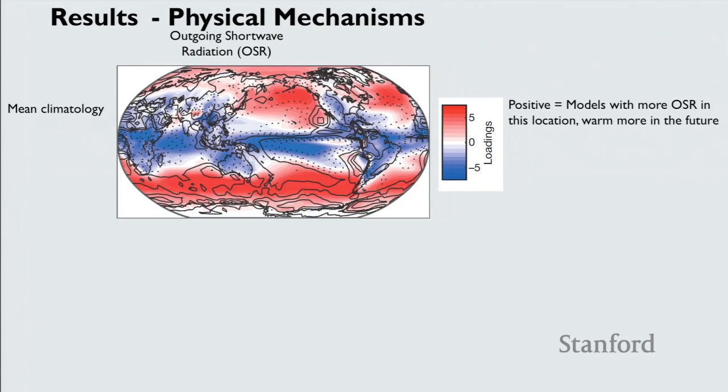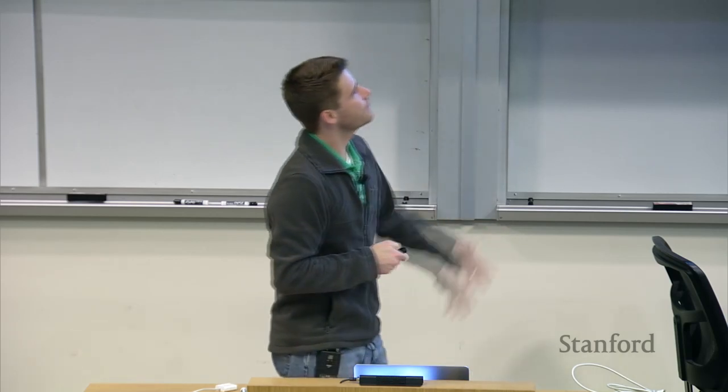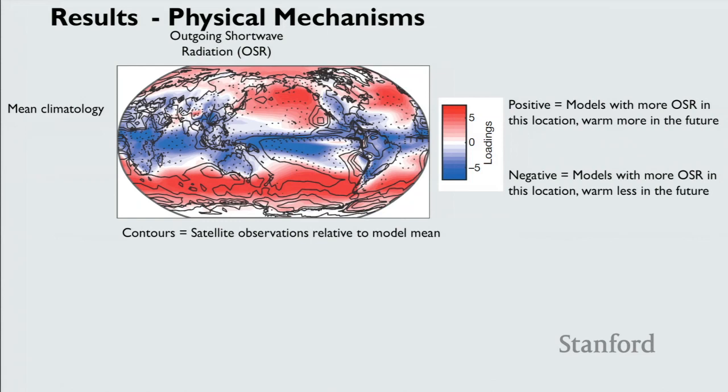And I won't get into exactly how these are calculated, but what this map means is that positive values are locations where models with more outgoing shortwave radiation warm more in the future. And negative values mean that at these locations, models with more outgoing shortwave radiation warm less in the future. You would get a map very similar if you just went grid box by grid box and calculated the local correlation coefficient between outgoing shortwave radiation across models and the amount of warming that models simulate in the future. And this tells us some information, especially when we add on observations. So the contours are the satellite observations relative to the multimodel mean, where the solid contours are positive and the dotted contours are negative.